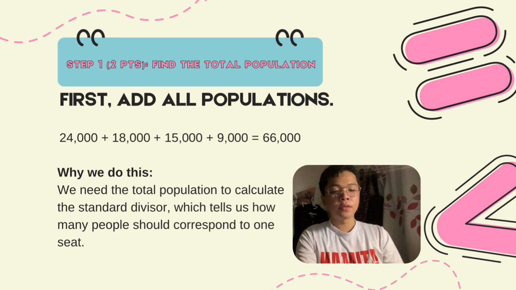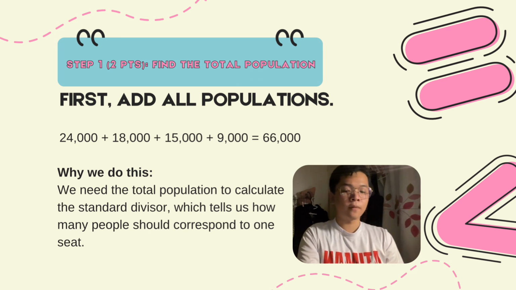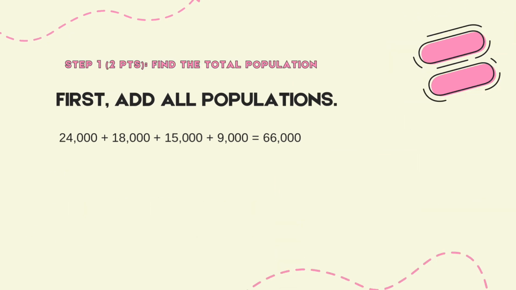So step 1. Step 1 is to find the total population, which is to add all of A, B, C, D. So we add 24,000 plus 18,000 plus 15,000 plus 9,000, which equals 66,000. Then why do we total all the population? To calculate the standard divisor, which tells us how many people should correspond to one seat.